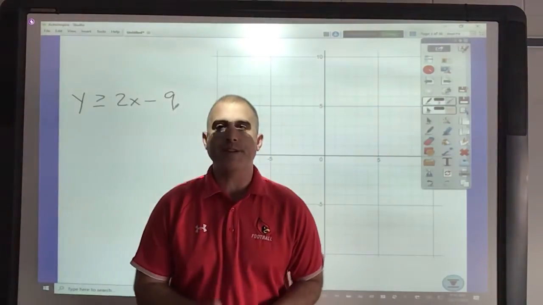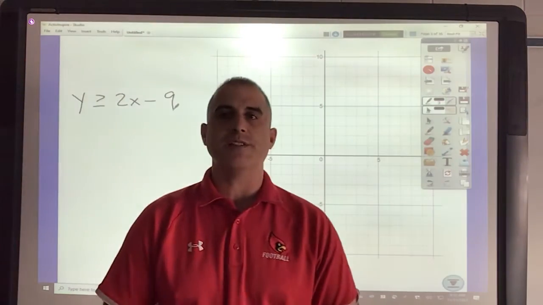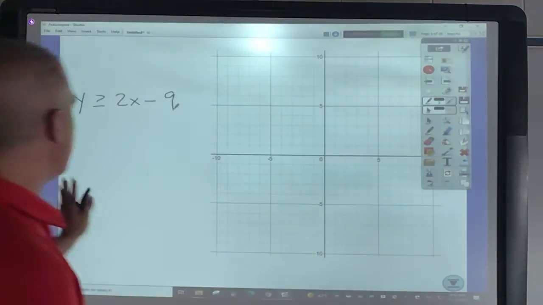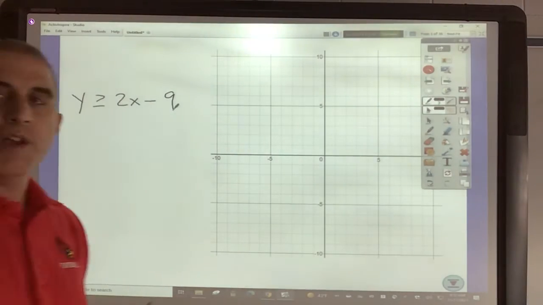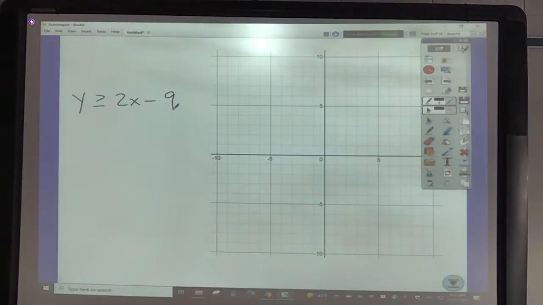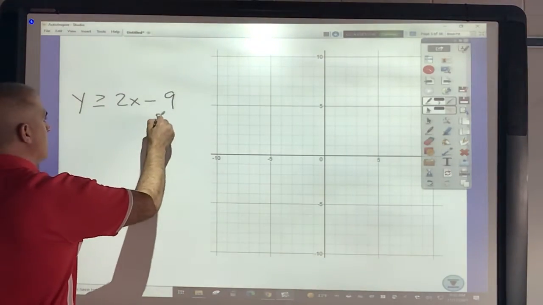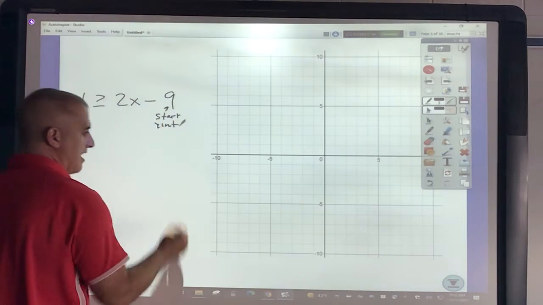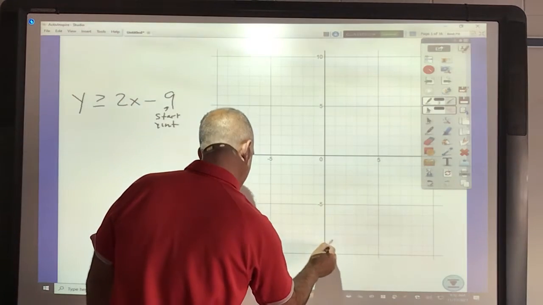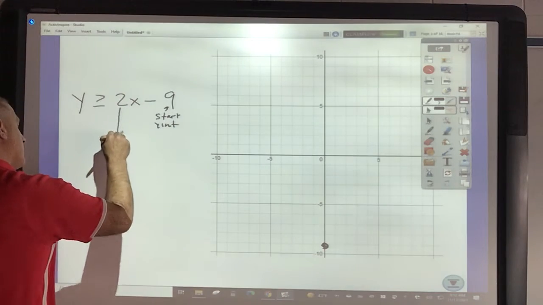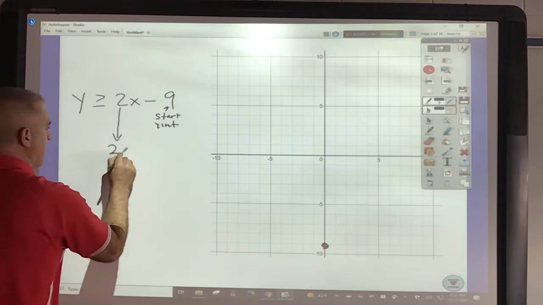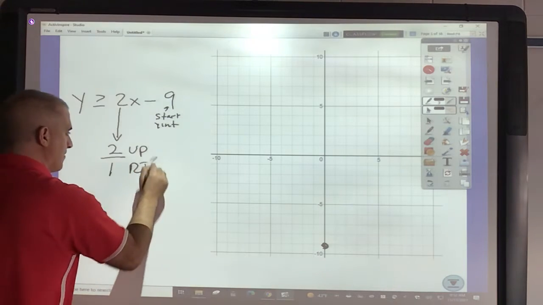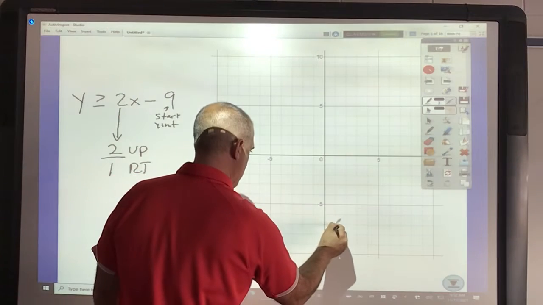Okay, this is going to be the 2021 video lesson on two variable inequalities. Basically, this is like what we got done last chapter with graphing lines. So what we want to do is start at our y-intercept of -9, which would be right here. Now our slope as a fraction would be 2/1, which means 2 up, 1 right from that point. So up 1, 2, 1 right.